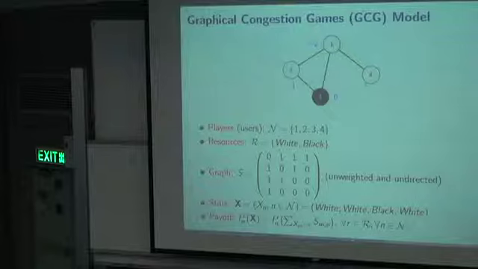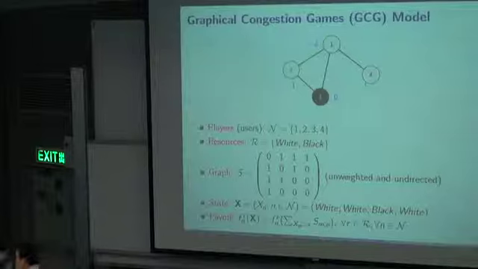And we assume that a node is not connected with himself. So the diagonal terms are 0. Okay? And this is just a convention. You can allow all diagonal terms to be 1. It doesn't matter. It just requires a modification of the payoff function.